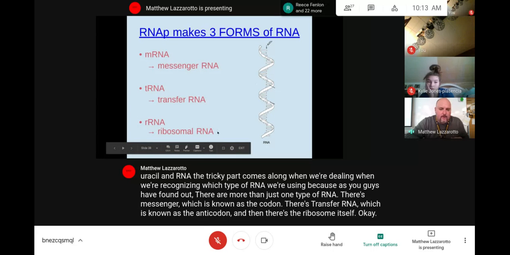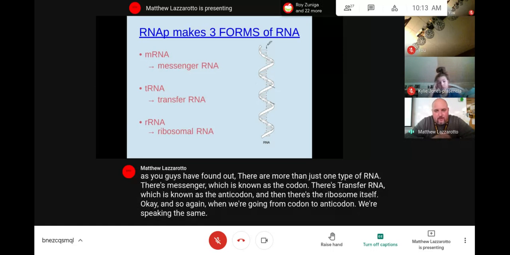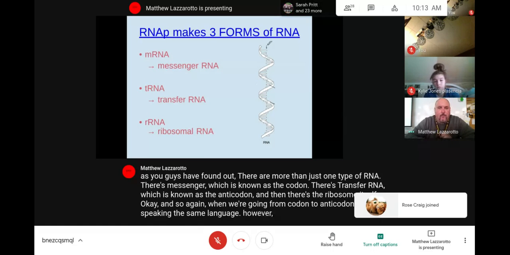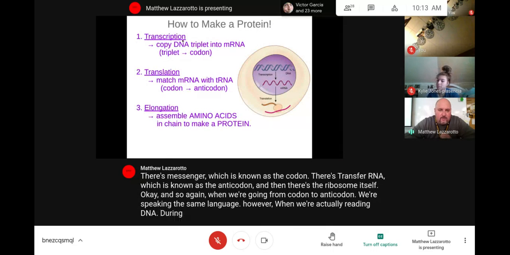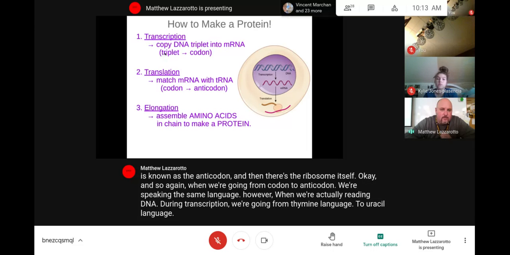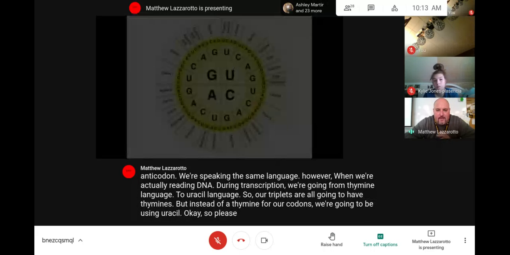Okay? And so, again, when we're going from codon to anticodon, we're speaking the same language. However, when we're actually reading DNA during transcription, we're going from thymine language to uracil language. So our triplets are all going to have thymines, but instead of a thymine for our codons, we're going to be using uracil. Okay? So please don't forget that.